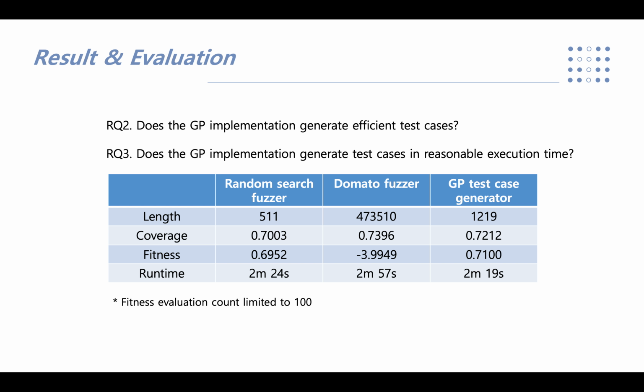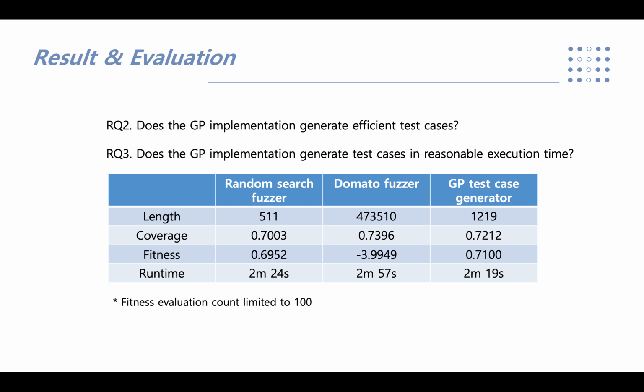To test the effectiveness of the GP test case generator in terms of both coverage and test case length, and the effectiveness of test case generators in terms of execution time, we generate test cases for the three fuzzers under fitness evaluation count limit of 100. To take into account both coverage and test case length, we choose test cases that optimize our fitness function the best. For random search fuzzer, we generate test cases with random lengths. For Tomato fuzzer, we use the aforementioned 100 test cases. For our GP implementation, we generate test cases with default parameters.